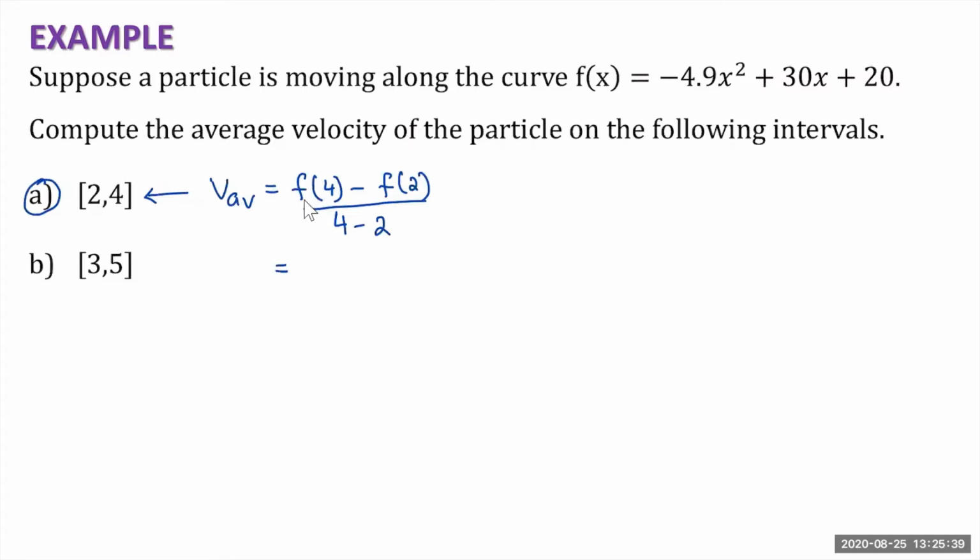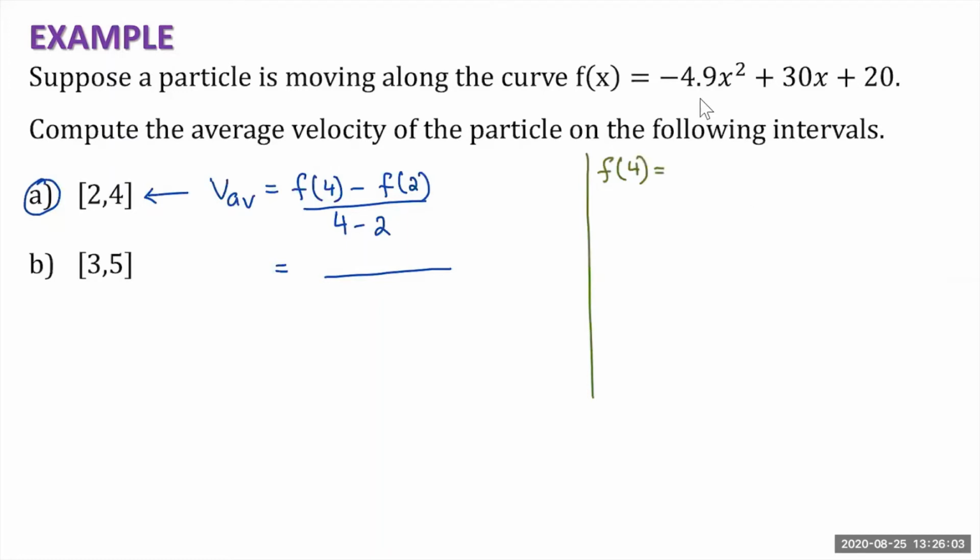First, we need the value of f of 4. In order to find the value of f of 4, meaning of f of 4, we plug in 4 to this function. So you can do the side work there. We can always do the side work. So let me do that. F of 4 will be, you plug in 4 there.